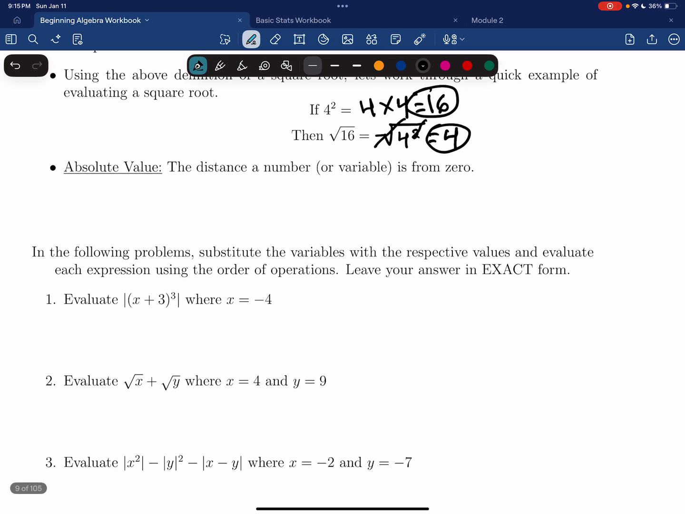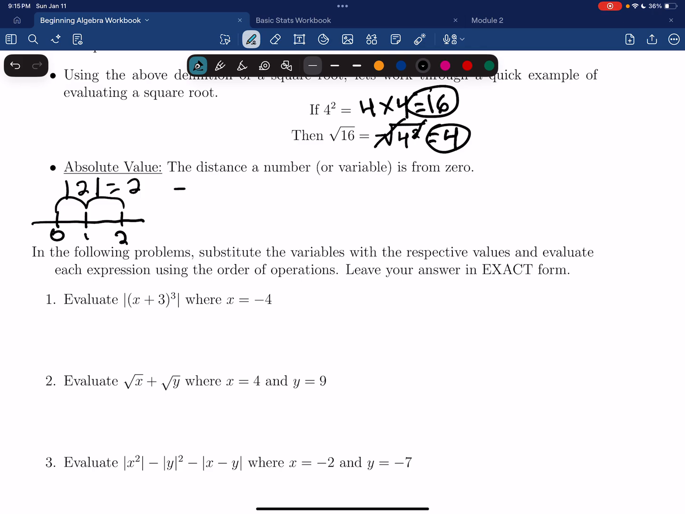Now we also have to look into something called absolute value. An absolute value is defined as the distance a number, or a variable, is from 0. So let's look at a couple examples. What is the absolute value of 2? Well, if we draw a number line, 0 is here. We have 1 and 2. How many units is 2 away from 0? Well, that is 2 units. So the absolute value of 2 is 2.